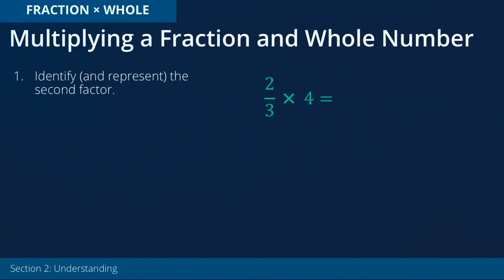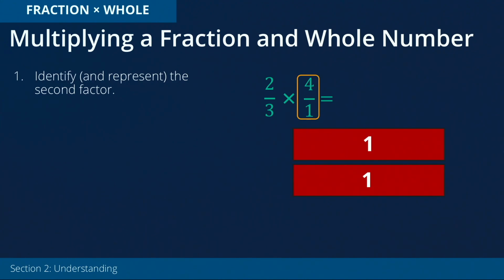The first thing I want to do is identify and represent the second factor. Here the second factor is 4, or I could think about that as 4 over 1. That might help me think about it as a fraction. And what might that look like? Well, I have 1, 2, 3, 4 wholes. So I have just shown 4.